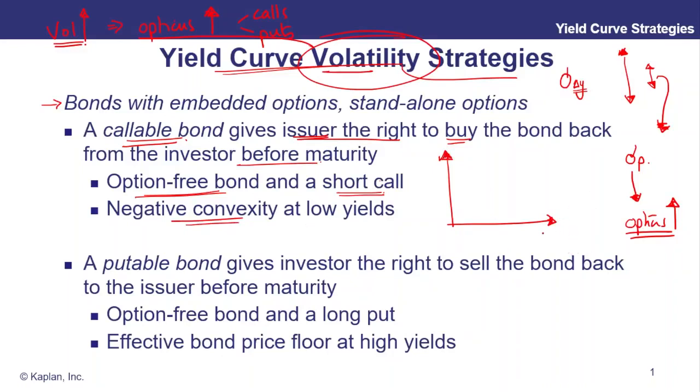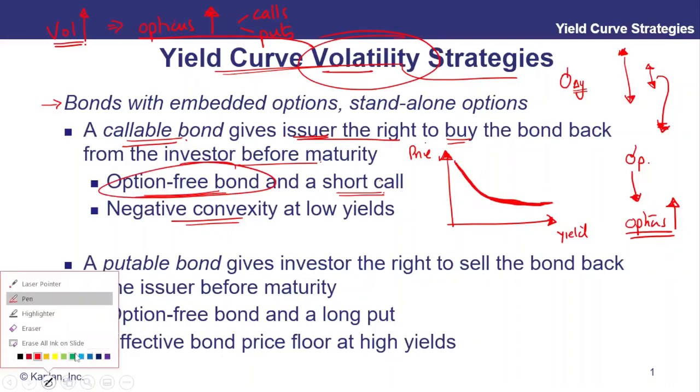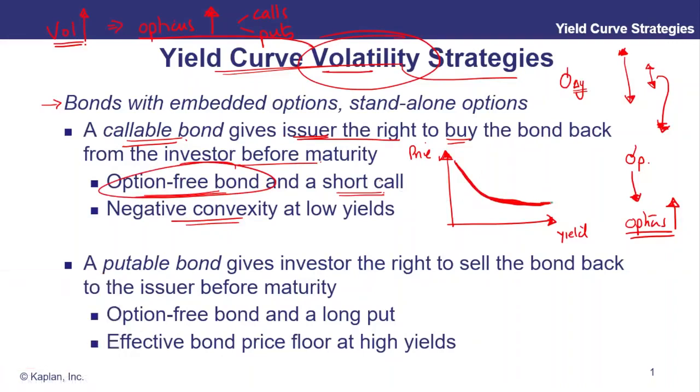In other words, if we plot yield versus price, for our option-free bond, we'll likely have a convex relationship like this, the convex smile. As yields go up, prices fall. As yields go down, prices rise. That's a straight bond, an option-free bond. A callable bond is likely to have a similar profile when yields are high, but as yields fall, you'll find that the callable bond will not go up as fast. In fact, it will curve over here and will have negative convexity at low yields.